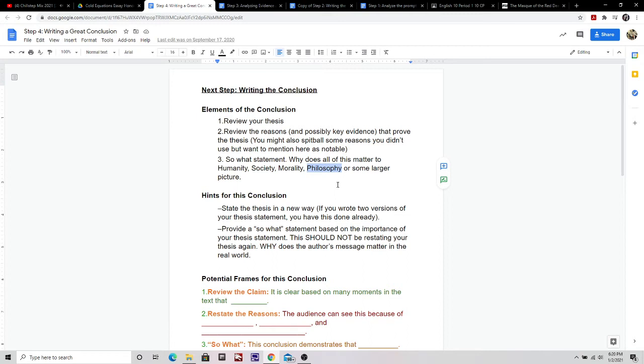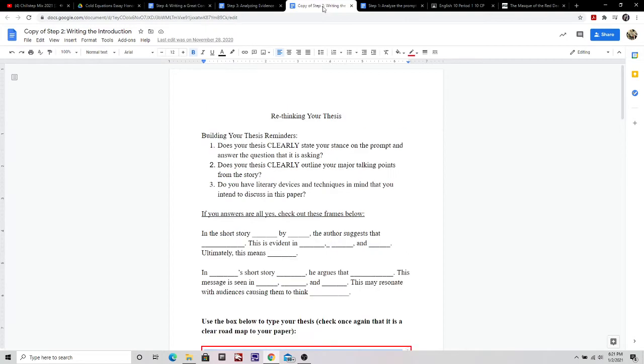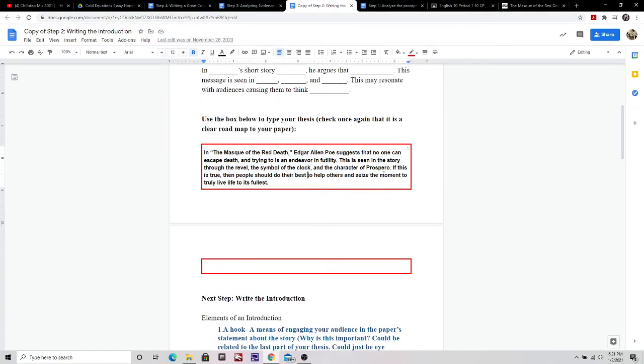I actually remember struggling with this myself in high school, because I thought that I had already said my so what statement, right? Because I thought my thesis statement was my so what statement. But if you guys were to look back at step 2, where we have in our intro this part, in our thesis this part, it says, if this is true, then people should do their best to help others and seize the moment to truly live life to its fullest, right? That's going to kind of give us an idea for what our so what statement should be, all right?